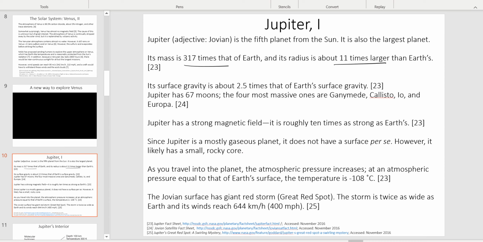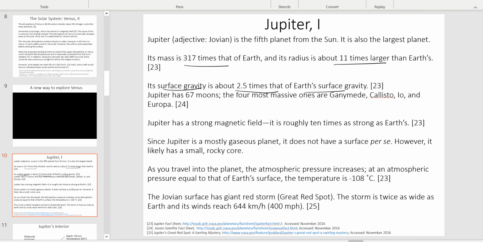This description of Jupiter is maybe not so intuitive because it might be hard to visualize what is 11 times larger. If you would like a visualization, please go to the first video that I posted. I think it's called Lecture 0. And in that video, I have a to-scale diagram of all the planets. And then you can see the relative size of Jupiter compared to that of the Earth. In any case, the surface gravity is about 2.5 times that of Earth's surface gravity.